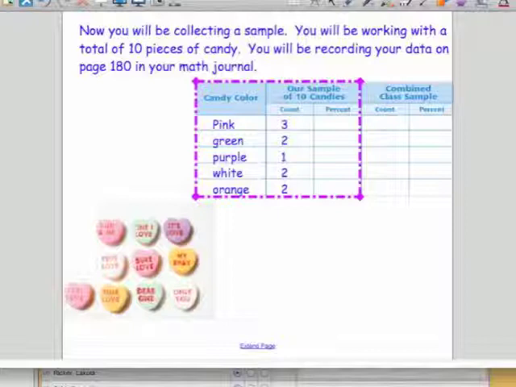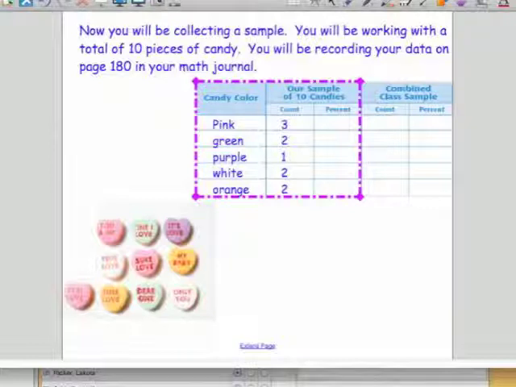Okay, now you'll be collecting a sample. You'll be working with a total of 10 pieces of candy, and you'll be recording your data on page 180 in your math journal. So pause now, raise your hand, we'll bring over 10 pieces of candy, and open up your math journal to page 180 before you continue.